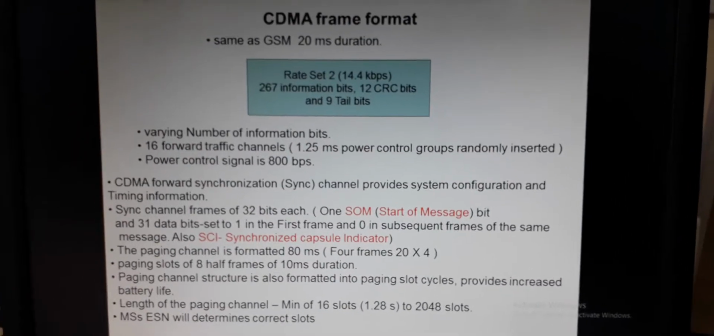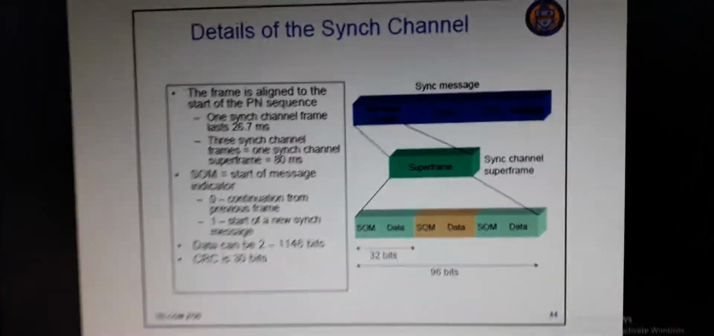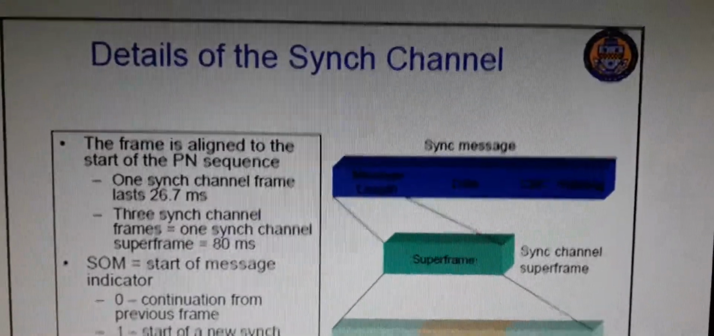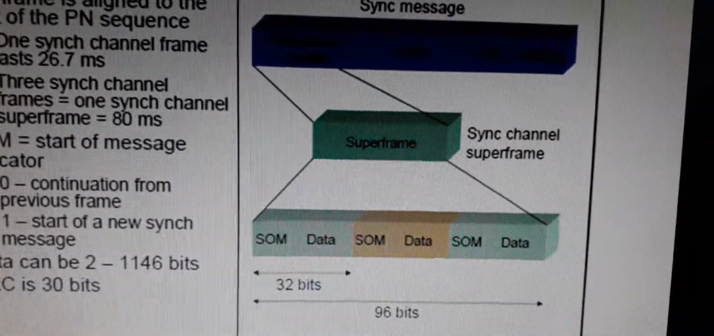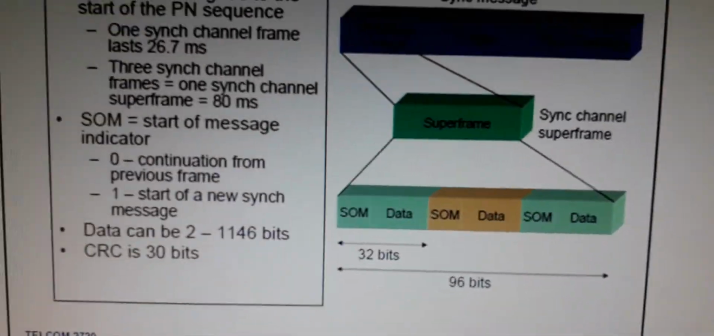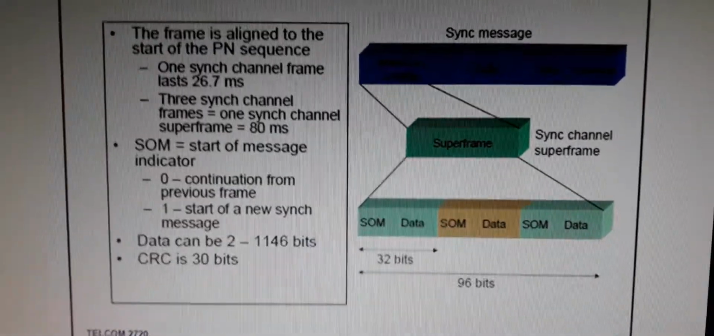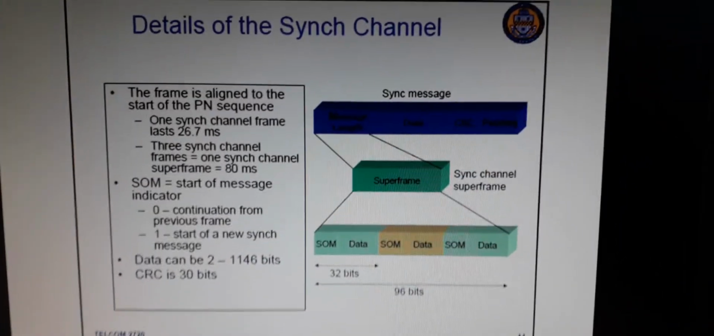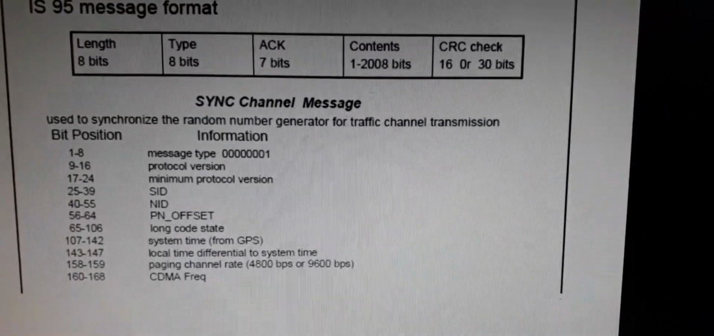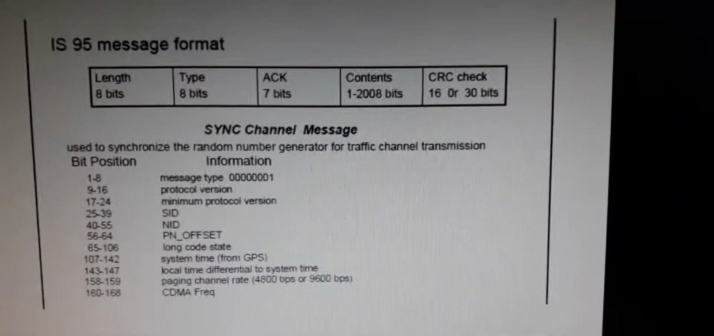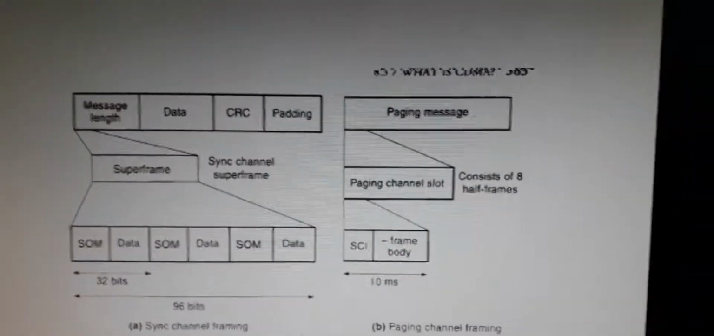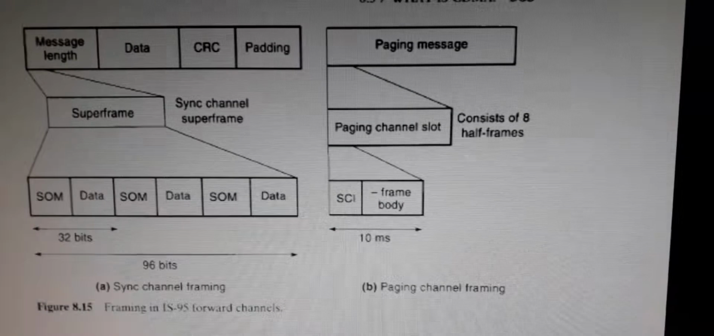You have seen GSM frames already. So please refer to my PPT. So this is nothing but the sync channel format. Sync frame consists of SOM, start of message data, total 96 bits, and CRC of 32 bits. Then you have the message format like this, the sync message format. Then the paging message has SCI and frame body, 10 millisecond duration.